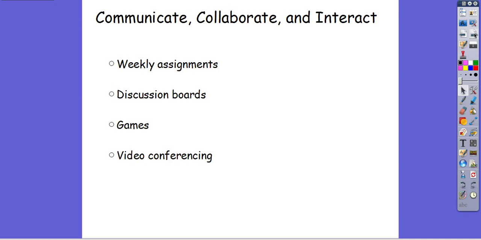Games are a great way to interact with others, especially students, where they can take what they know about content or information, apply it to a game, and then interact with other students in that game as well. They can also communicate and collaborate with other students during this time, where they are maybe working together with a partner or small group. Another example of communicating, collaborating, interacting is video conferencing with other students or the instructor.